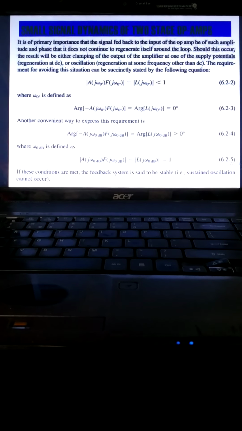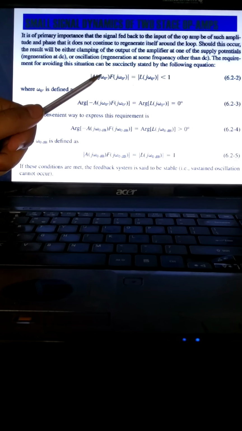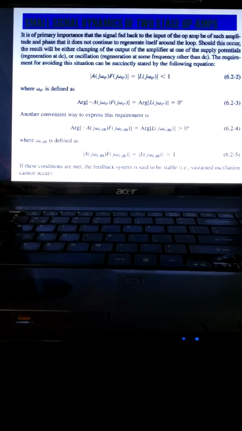Now, how do we define the angular frequency omega 0? Omega 0 is defined by this equation, that the angle of the loop gain is equal to 0, and the modulus of the loop gain is less than 1. The first equation is the amplitude equation, and the second equation is the phase equation. If these two equations are satisfied, then we can say that the amplitude and phase do not regenerate itself around the loop. Now how do we design that?